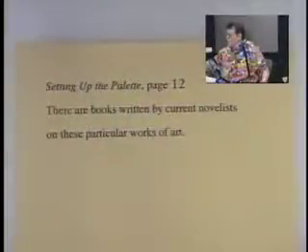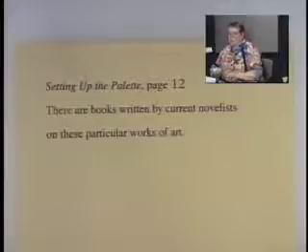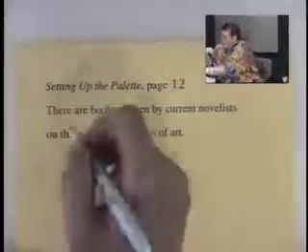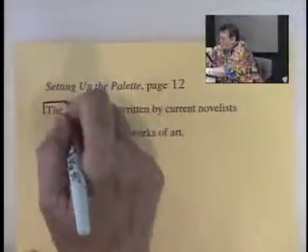Here's another inverted clause. Let's see what we get out of this. There are books written by current novelists on these particular works of art. Elbelin, where is a verb? I can't find a subject. The verb is are. Are. And notice again, box off there.